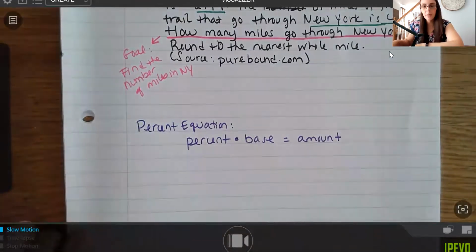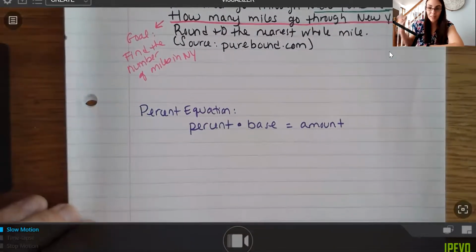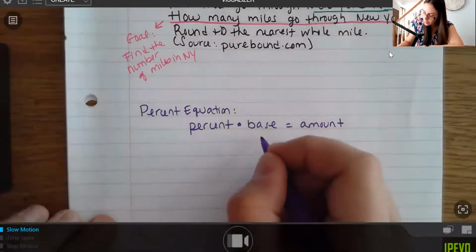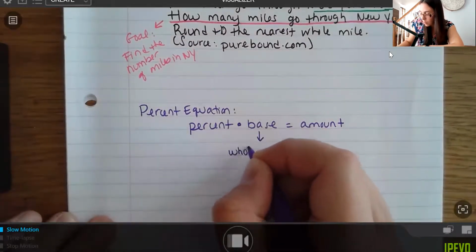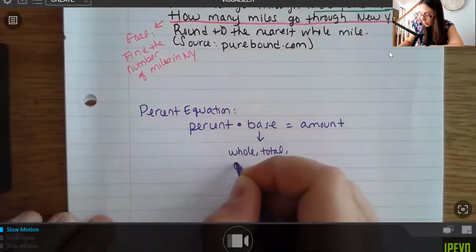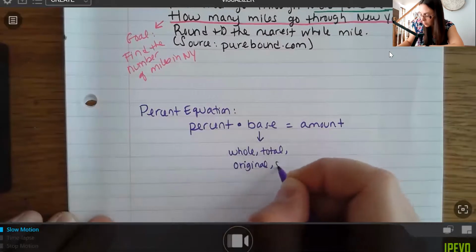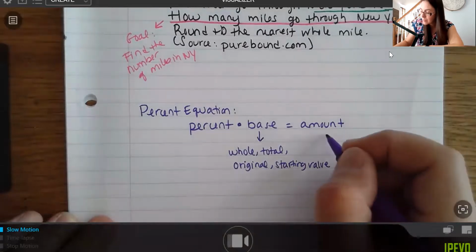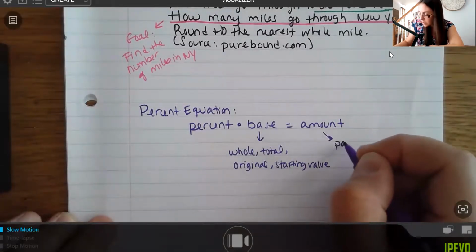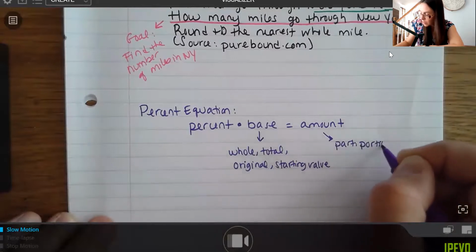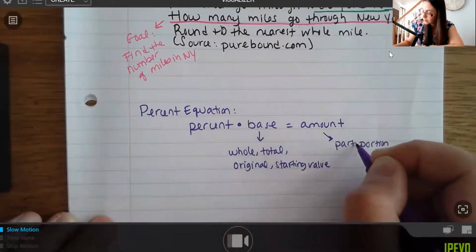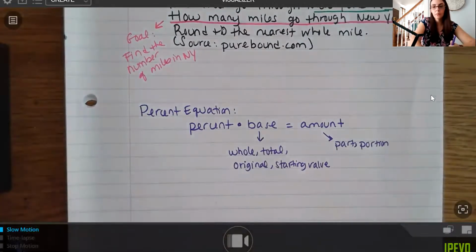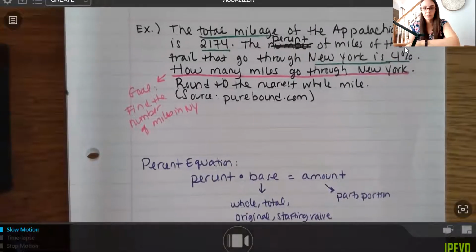Now, the base and the amount can mean different things, but I'm going to give you the ones that it most typically means. So for your base, you're typically thinking of the whole, the total, the original, the starting value, something like that. And the amount typically represents the part or the portion you're looking for. And again, those terms don't work 100% of the time, but they do for most of it. So I think it's worth pointing that out here.